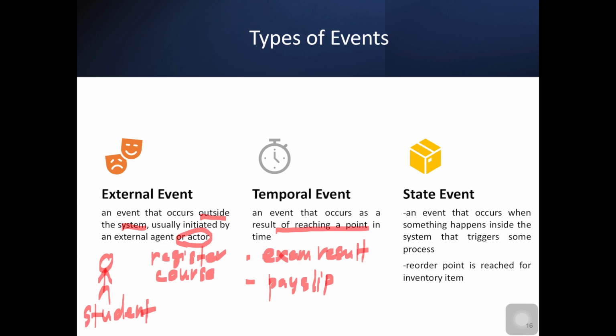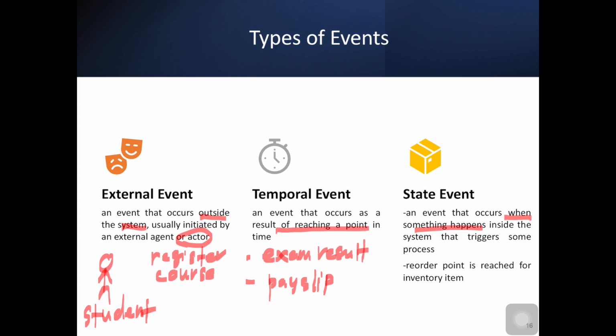Third, state event. State event is an event that occurs when something happens inside the system that triggers some process. For example, reorder point is reached for an inventory item. What's the difference between state event and temporal event? For state event, we do not have a fixed time. Macam temporal event tadi kita dah cakap, 5 days before the salary, the system will generate payslip.